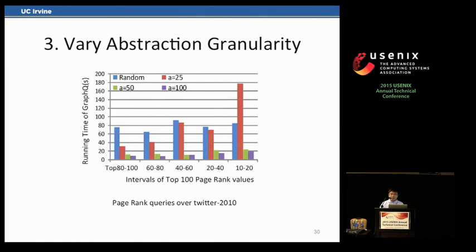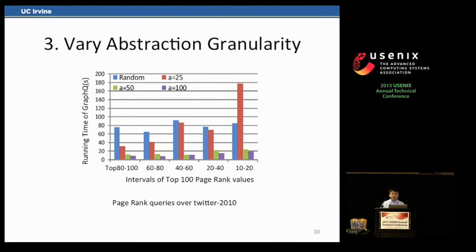The third experiment is to vary abstraction granularity to understand the impact of abstraction refinement. We vary the abstraction granularity by A equals 25, 50, and 100, where A represents the number of abstract vertices used for each partition. The higher A is, the finer the granularity. The x-axis represents the intervals of top 100 PageRank values. We divide it into 5 intervals. The y-axis represents the running time of GraphQ. We can see that the finer the granularity, the better the performance, the shorter the running time.